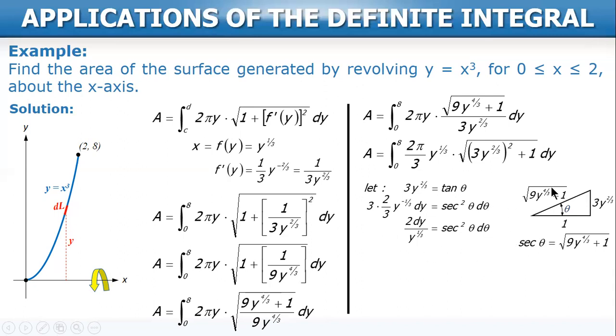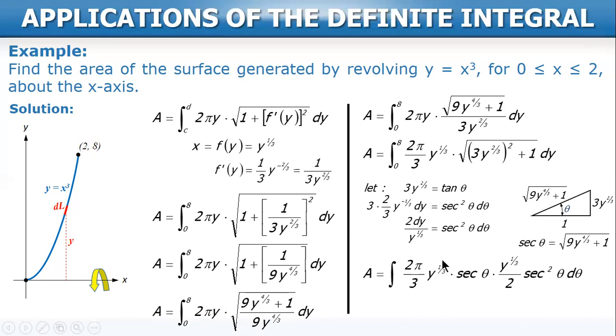Sige lang. Before to mag 1/3, and it's 2 pi over 3 y raised to 1/3. Radical square root of 9 y raised to 4/3 plus 1 is simply secant theta. Our dy is this: y raised to 1/3 over 2 secant square theta.